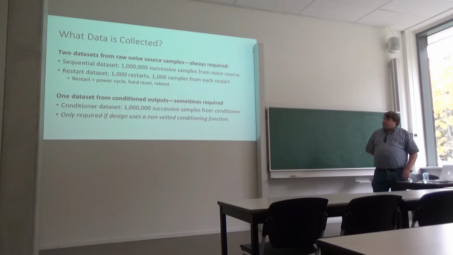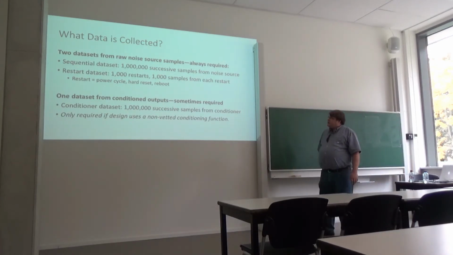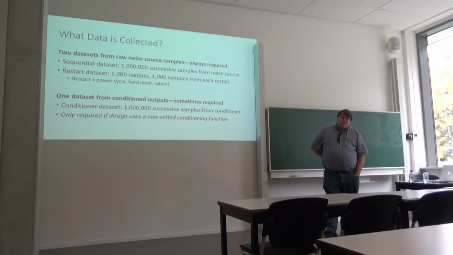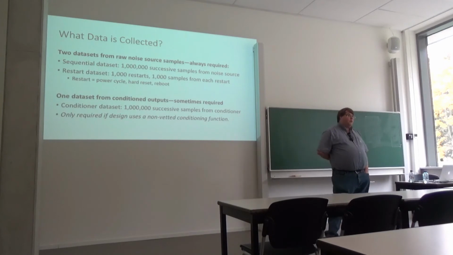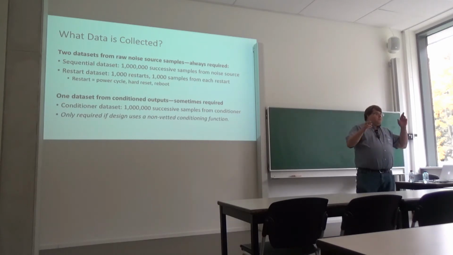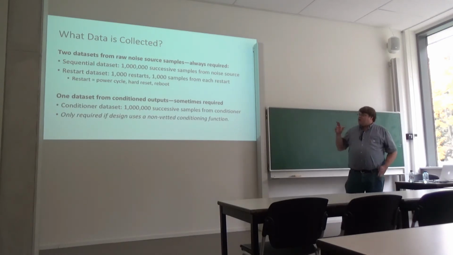So the first step is collecting data. Collecting data in this case, what we require is a sequential data set, which is 1 million successive samples from the noise source. Remember, I'm not saying just the entropy source, which might be processed. I'm saying the noise source. So whatever the actual ring oscillator is, the actual thing where you're sampling from a noisy diode or something, the actual raw bits have to come through and be given to this test. So this is 1 million sequential samples from this.